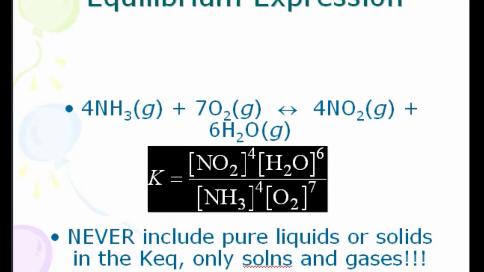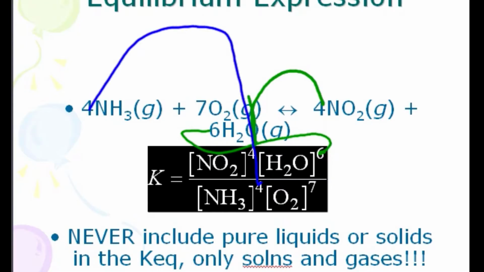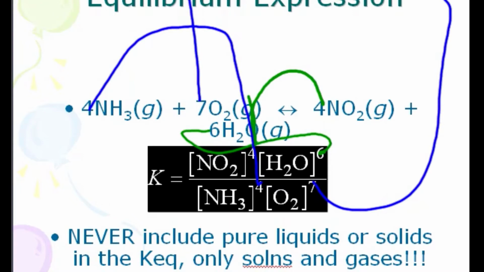This time we get exponents not from experimentation, not because Moses came down from Mount Sinai. We get those exponents from the coefficients. So this 4 came from here. This 6, sorry, that 4 didn't come from there. That 4 came from here. That 6 came from there. This 4 came from there this time. And this 7, roundabout, came from there. Okay? We always write products on top, reactants on the bottom.